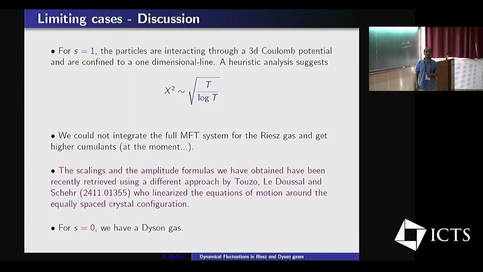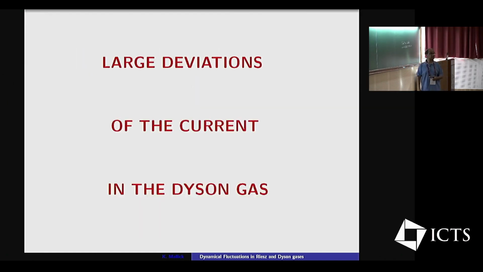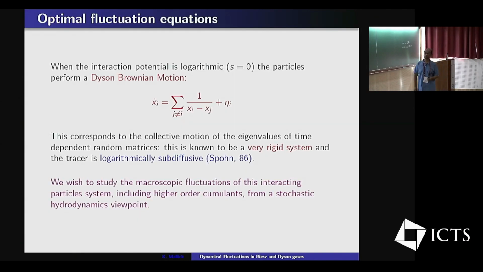Okay, so when s is equal to 0, this is the Dyson gas. And now I'll turn to the Dyson gas for itself. The Dyson gas is particles with an inverse 1 over x potential, so just given by x dot i equal to the sum of 1 over x_i minus x_j plus a noise, and they naturally appear in random matrix theory. These are the dynamics of eigenvalues of dynamical random matrices. So this is a very, very important model, and it's also a very rigid system.